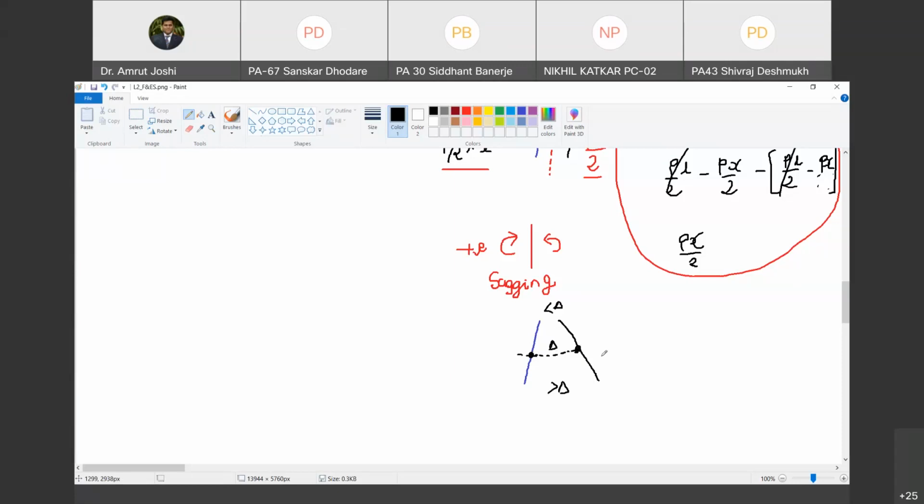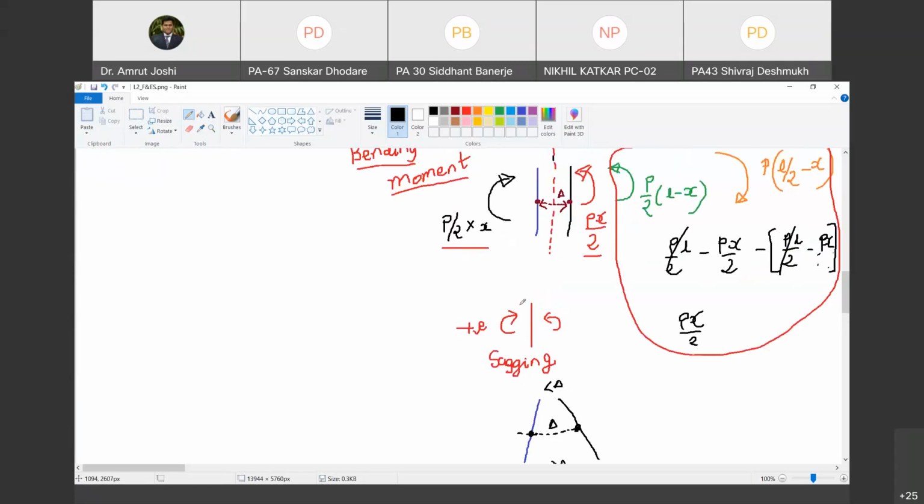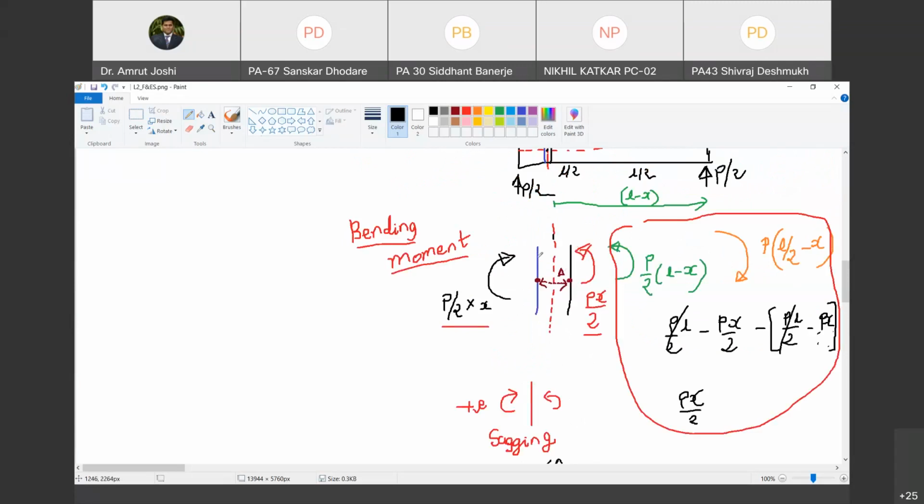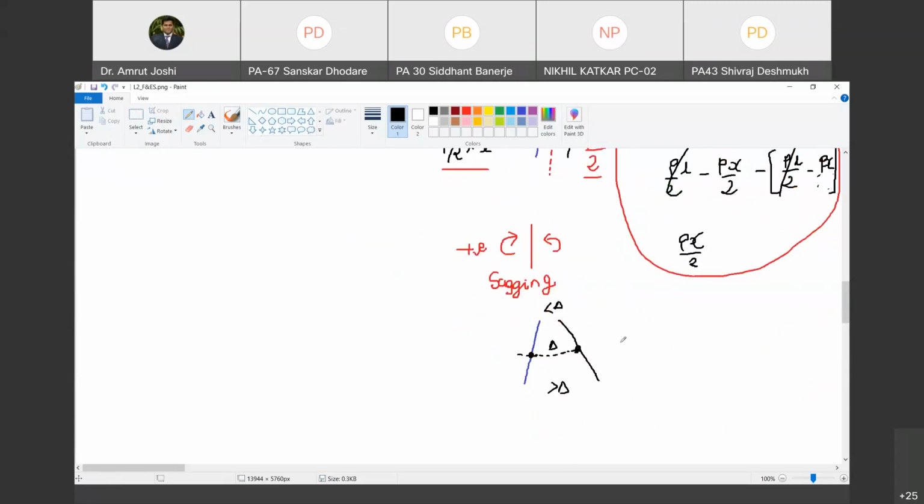Okay. Now let us try to look at what is the effect of this pair of moments. The effect of this pair of moments is relative rotation. Why relative? Because there is a change in distance between two randomly chosen molecules on these two cross sections. So it is relative rotation, not a rigid body rotation. Agreed? Do you agree with me?